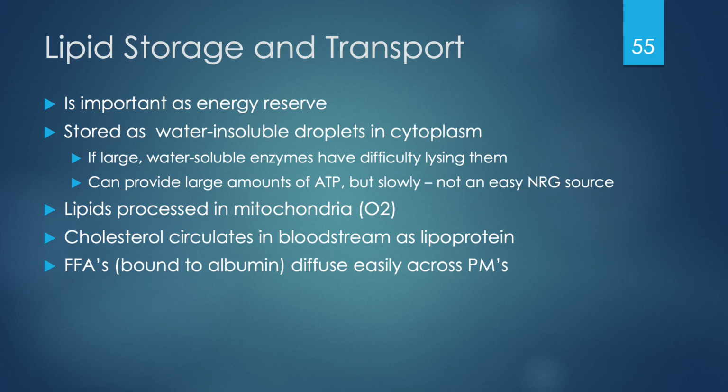Lipids are also processed in the mitochondria, so they require oxygen, and this is aerobic metabolism. And the cholesterol that we have will circulate in our bloodstream as a lipoprotein. We're going to discuss this more in the next slide in just a second. Also, free fatty acids, which are typically bound to albumin, are going to diffuse very easily across plasma membranes. This is important in that when they cross the plasma membrane, they can allow other cellular activities to occur following that.